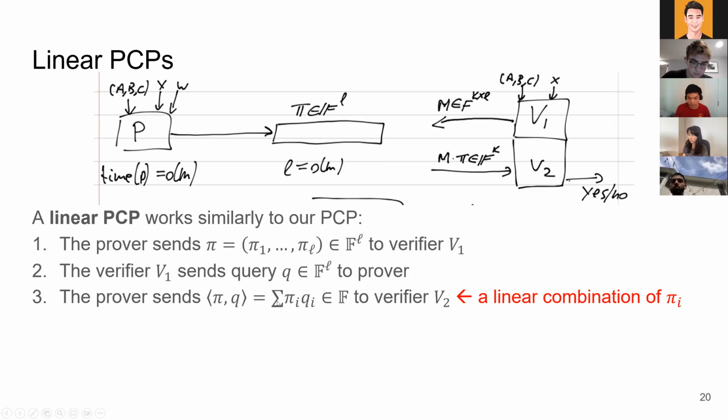And this product, notice it evaluates to a single scalar in the finite field, and it sends it to not verifier 1, but sends it to verifier 2. So this linear combination of the elements of the proof is sent to verifier 2, and then verifier 2 chooses to accept or reject. Questions about this setup?